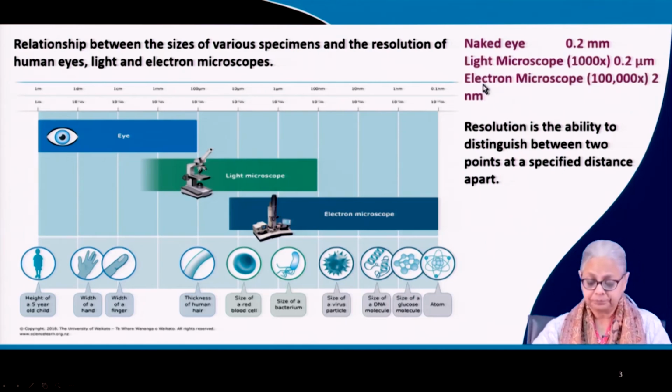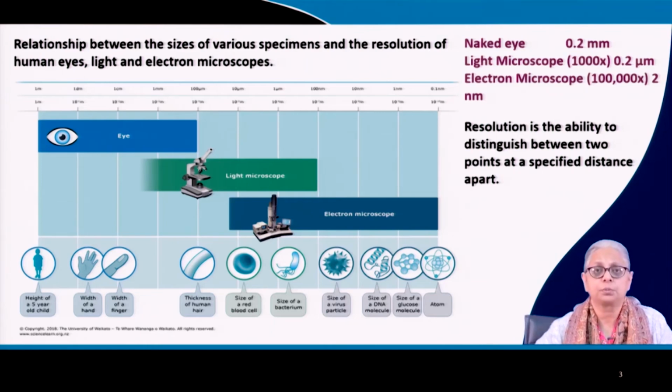And now we have several other types of microscopes as well. Now let's look at electron microscopes. They go down to 100,000 times magnification, which means you can reach all the way down to 2 nanometers. Now, there are other microscopes like atomic force microscopy and so on. You can go down to 1 angstrom or maybe even less than that.